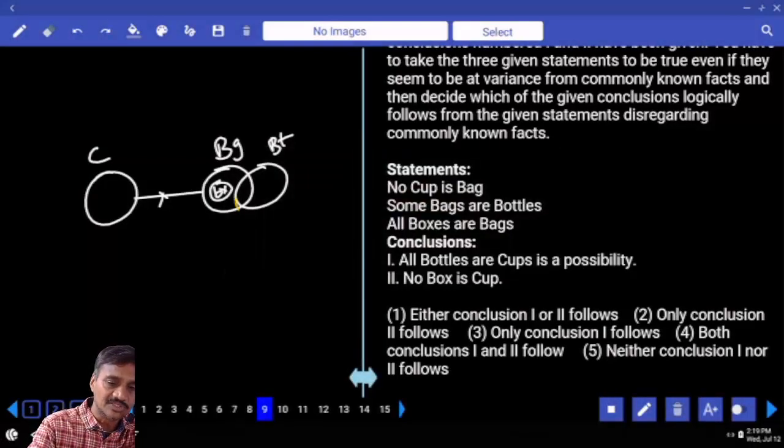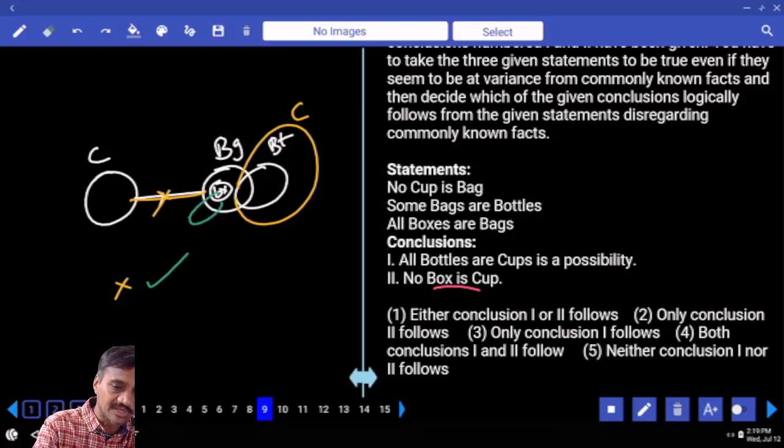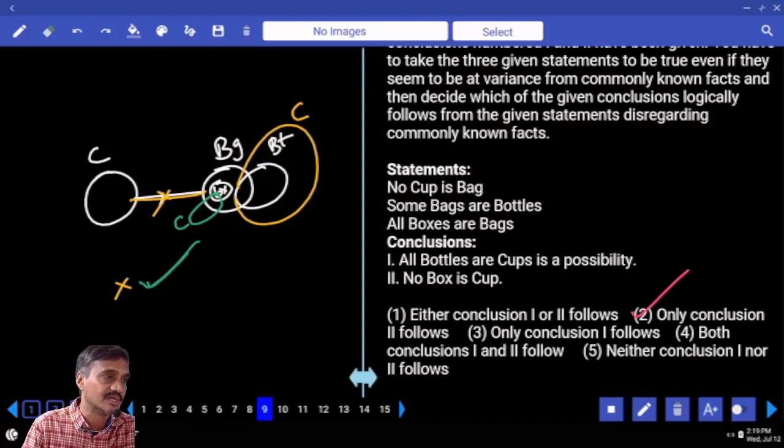In order to make this one possible, now my cup must be like this. Can I draw a cup like this? No, if you draw a cup like this, no cup is a bag will become false. Isn't it? Hence it is not possible to draw like this. Second one, no box is a cup. As of now, box and cup, and no box is a cup is true. To make this one false, my diagram of cup must be like this. Does it happen? No, hence the alternate diagram cannot be drawn, and this will be true forever. Hence what is your answer? Only 2, that is choice B to question number 9.